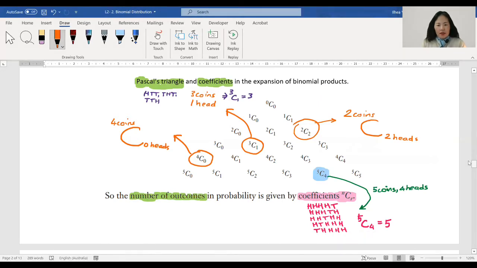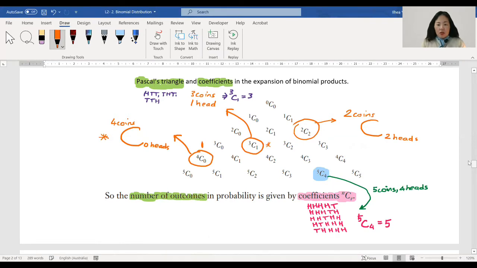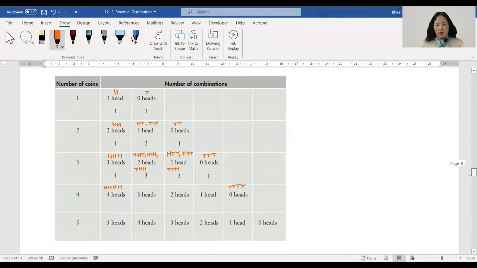For example, if I pick this one first, it says 4 chooses 0. That means you have 4 coins and no heads. That was just 1 because they're all tails. In this case, 3 coins chooses 1 head. That will be 3 because that's what we got here. And here, 2 coins chooses 2 heads. That's only 1. Just for fun, 5 coins chooses 4 heads. These are all the possible outcomes here. There are 5 of them, and if we put that in a calculator, you'll get 5. So this is another way we can think about it.